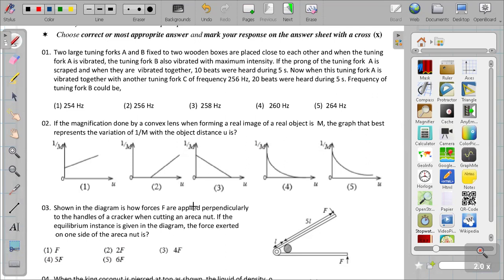Are you still doing? Your time is over. Time over. Repeat up. Where are we? Where are we?